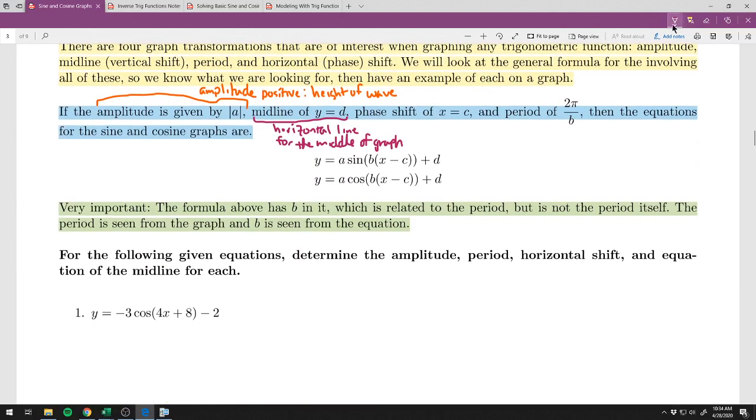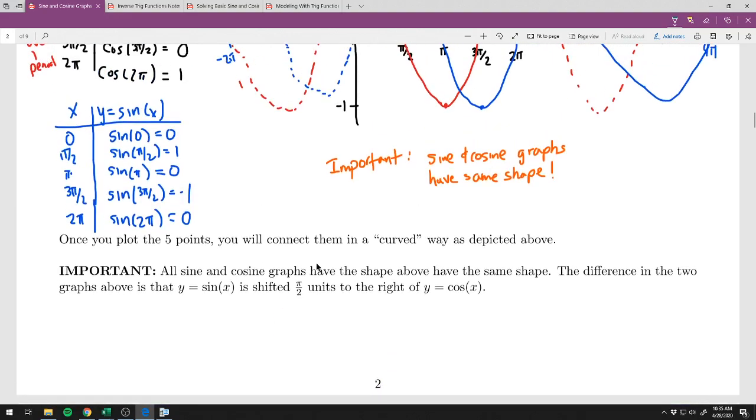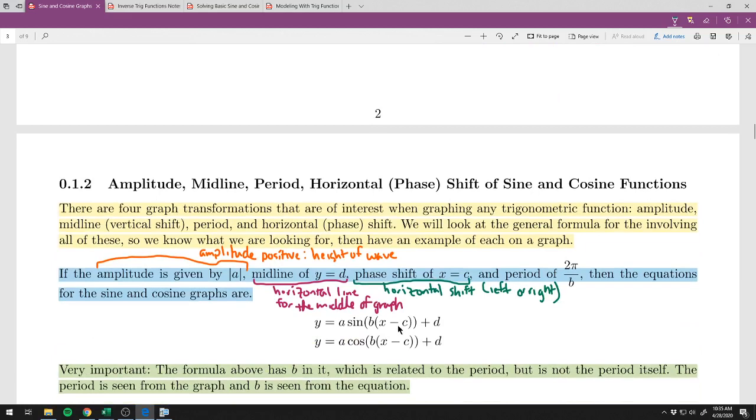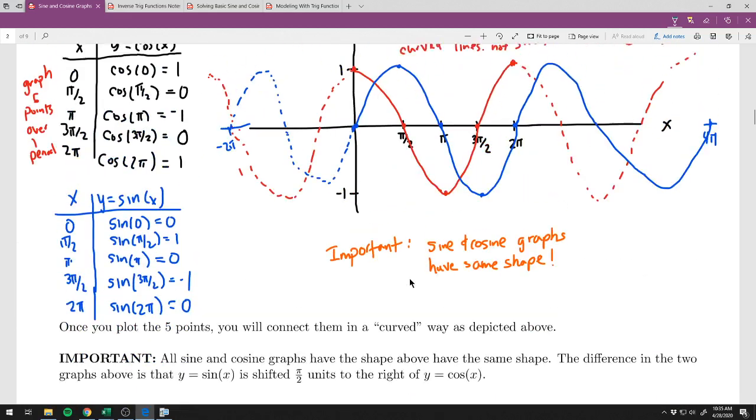The phase shift is the same as the horizontal shift. That's how much you move left or right. And this is really important when we get to the word problems because a horizontal shift is based on whether you're using sine or cosine. Now, once again, we'll see how it works more with an example where we actually have one. But the horizontal shift of these is 0 because C is the value inside here. We're not subtracting anything off of x or adding anything. It's just x.